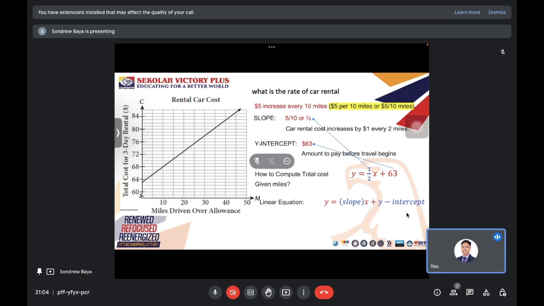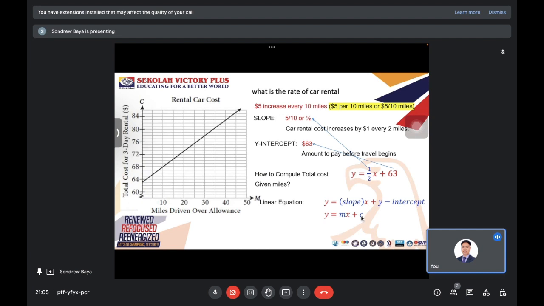Now, since it's very long to write the words slope and y-intercept, we can just represent them with variables. Universally, the variables we use are m and c. M for the slope and c for the y-intercept. So you have to get used to using these variables m and c. M to represent the slope and c the y-intercept. All right? We call this the slope-intercept form because we're using the slope and the y-intercept to build the linear equation.